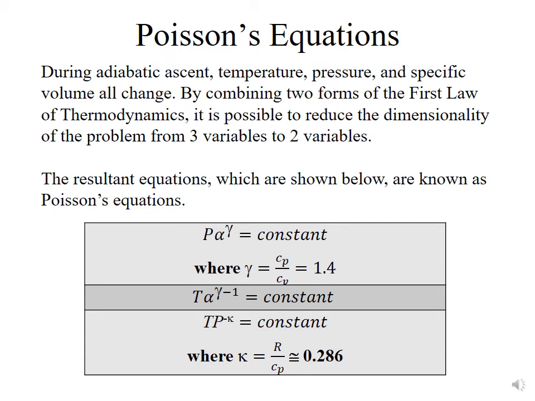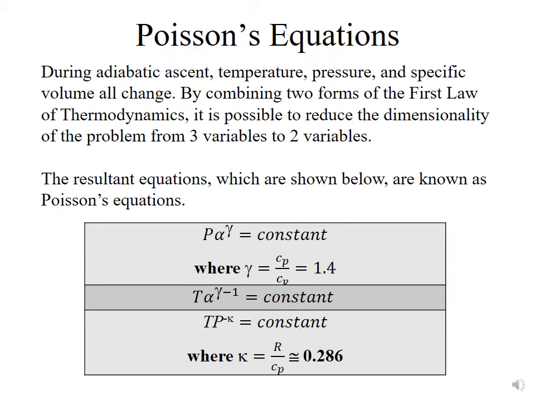During adiabatic ascent, the temperature, the pressure, and the specific volume are all changing. Unfortunately, the first law of thermodynamics equations, which we have looked at previously, only have 2 variables in them. Thus, we have 3 unknowns and 2 equations, which doesn't allow you to solve the problem. However, by combining 2 forms of the first law of thermodynamics, it is possible to reduce the dimensionality of the problem from 3 variables to 2 variables. The resultant equations, which are shown below, are known as Poisson's equations.